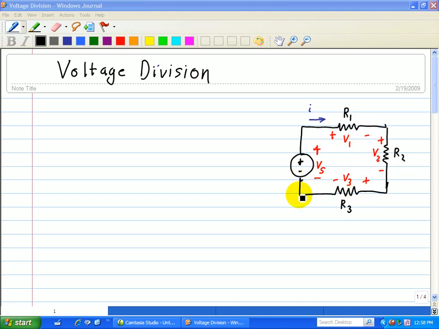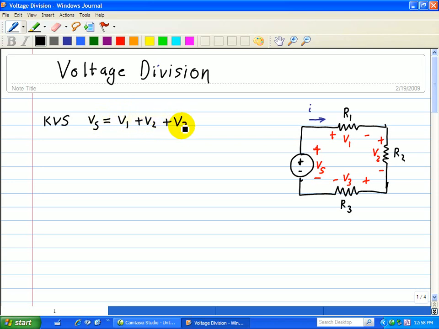We can use KVL, and we'll start at this point right here and work our way around, where we have minus Vs, a voltage rise, and a voltage drop of V1, V2, and V3. So writing this KVL equation, the voltage rise is Vs, which is equal to the sum of the voltage drops across resistor R1, across resistor R2, and across resistor R3.